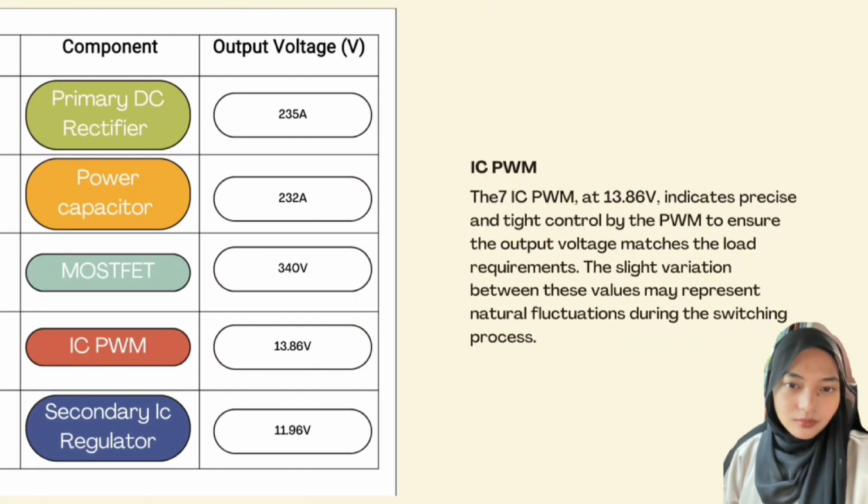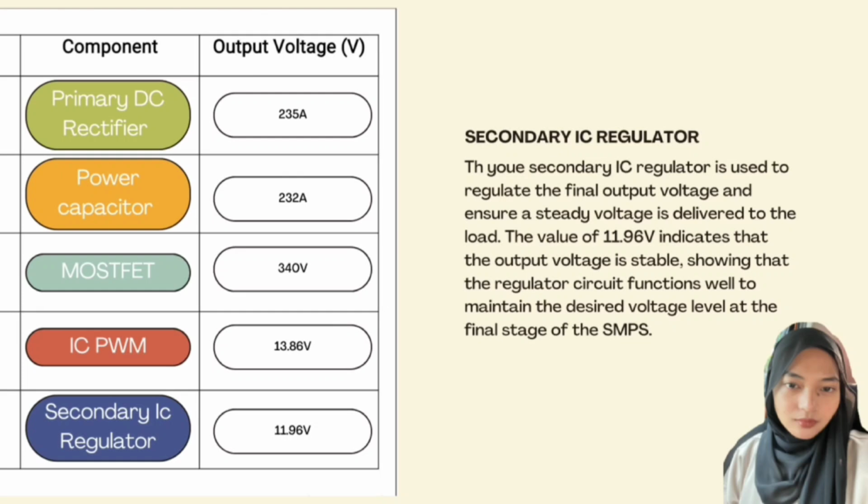The fourth component is the IC PWM at 13.86 volt, indicating a process under tight control by the PWM to ensure the output voltage matches the load requirement. The slight variation between these values may represent natural fluctuation during the switching process. Lastly, the second IC regulator is used to regulate the final output voltage and ensure a steady voltage is delivered to the load. The value of 11.96 volt indicates that the output voltage is stable, showing that the regulator circuit functions well to maintain the desired voltage level at the final stage of the SMPS.